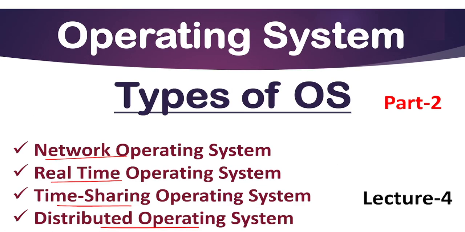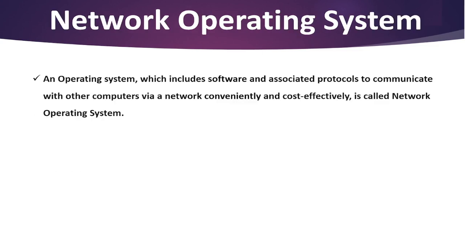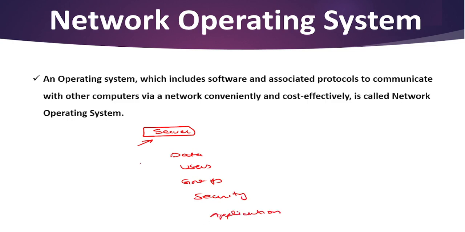Okay. So now let's start this session with network operating system. A network operating system runs on a server. That means the server is the main thing that we use in a network operating system. This system runs on the server and gives the server the capabilities to manage the data, users, groups, security, and applications. So all these things are managed by the server in the network operating system.